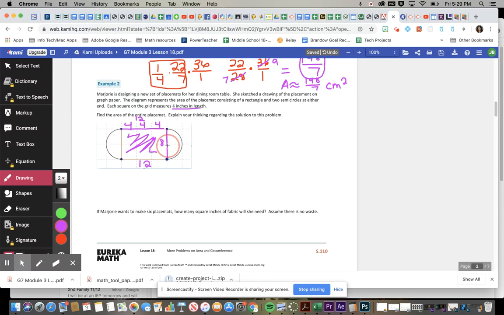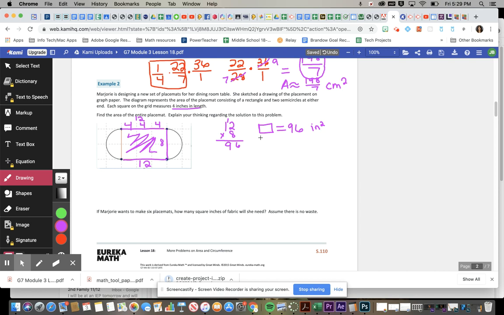So if I know that this is 8, the rectangular piece is 8 by 12, I'd have to do 12 times 8, my length times my width. 2 times 8 is 16. 8 times 1 is 8, plus 1 is 9. Okay, so my rectangular piece is 96 centimeters? No, inches squared.